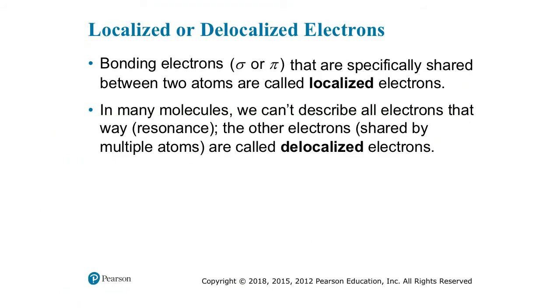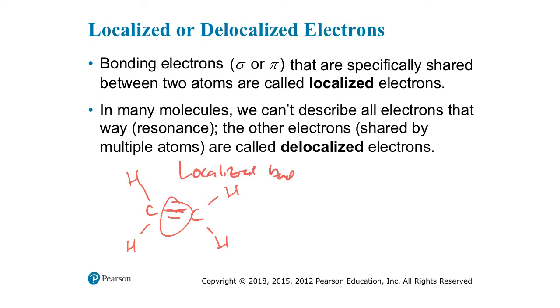So, localized versus delocalized electrons. A localized bond is like that in acetylene or ethylene, where ethylene has this double bond here. This is a localized bond, meaning that the double bond is located exactly between those two carbon atoms.